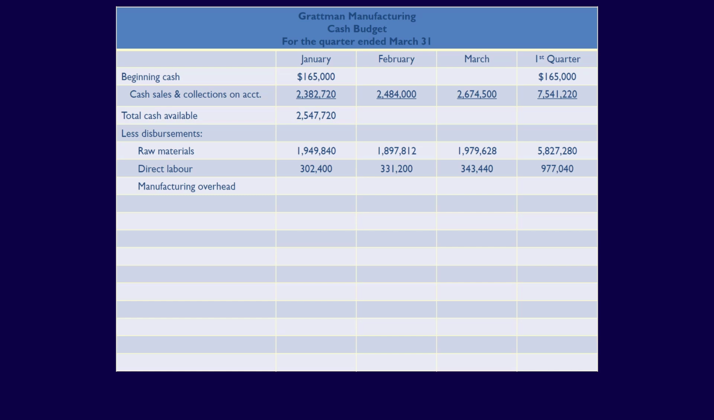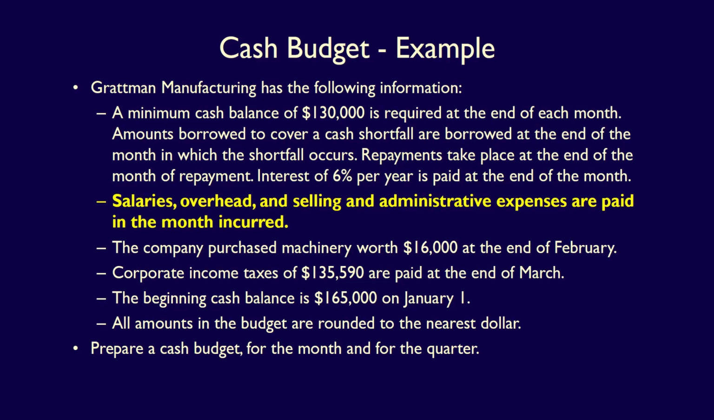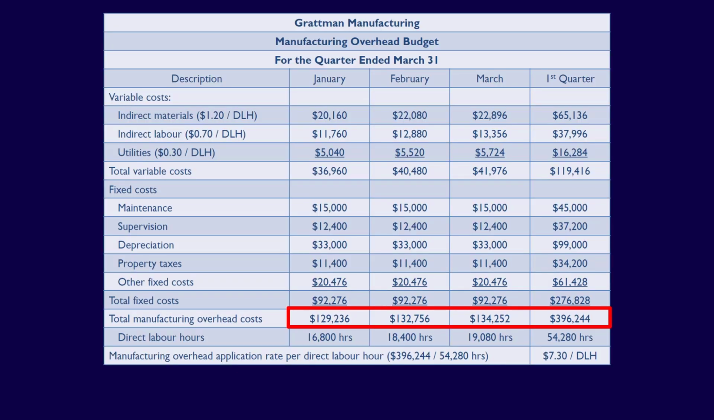We can now move on to cash disbursements for manufacturing overhead. Again, going back to the information in the question, we can see that overhead is paid in the month incurred. We get the amount incurred from the manufacturing overhead budget, from the total manufacturing overhead costs row. $129,236 for January, $132,756 for February, $134,252 for March, and $396,244 for the first quarter.